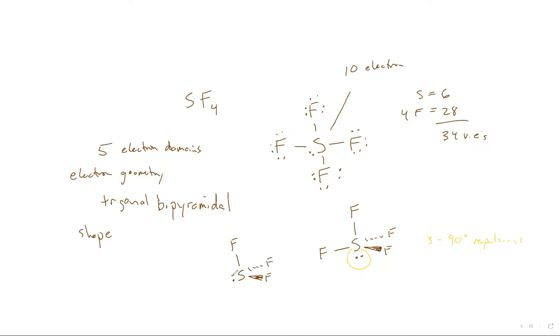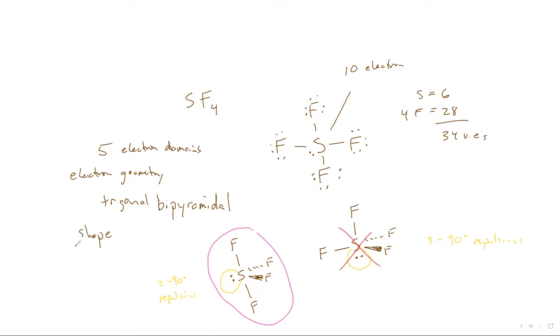If I put the lone pair in the equatorial position, now there are only two 90-degree repulsions. And so that's why it takes this shape. That's why this is the preferred shape. This shape takes place, and this shape does not happen. And so there you get the seesaw.